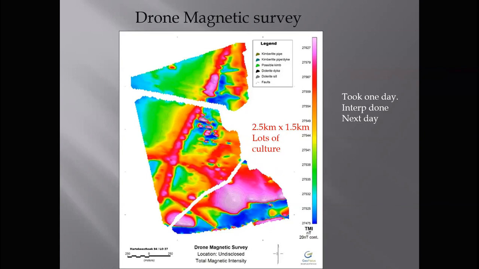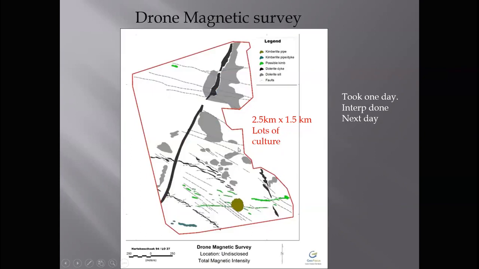The speed comes in here. 2.5 Ks by 1 Ks. Took us less than a day to fly this, 1 day to interpret it. And voila, you have your answer. Well, there's your kimberlite pipe. And there are a whole bunch of what we think are dikes coming through here, kimberlite dikes, which we could tell as different from all the dolerites in the area.